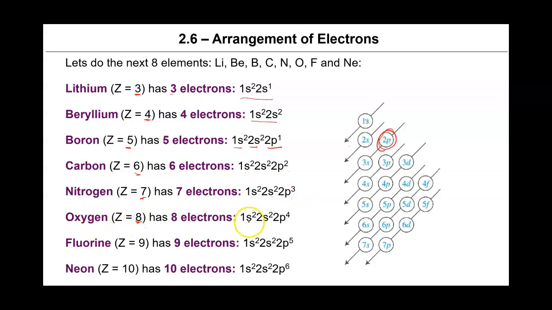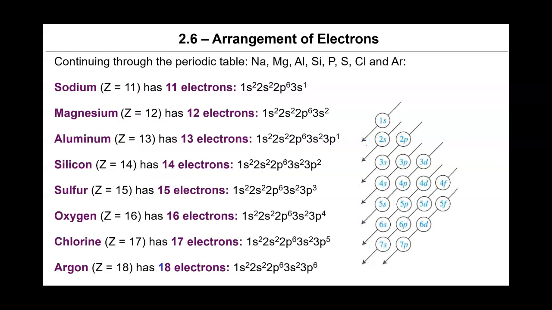Oxygen with 8 will be 1s2, 2s2, 2p4. Fluorine with 9 will be 1s2, 2s2, 2p5. And then neon with 10 will be 1s2, 2s2, 2p6. So now we've finished the 2p and we're going to move on to the 3s. So the 3s subshell can hold 2 electrons.